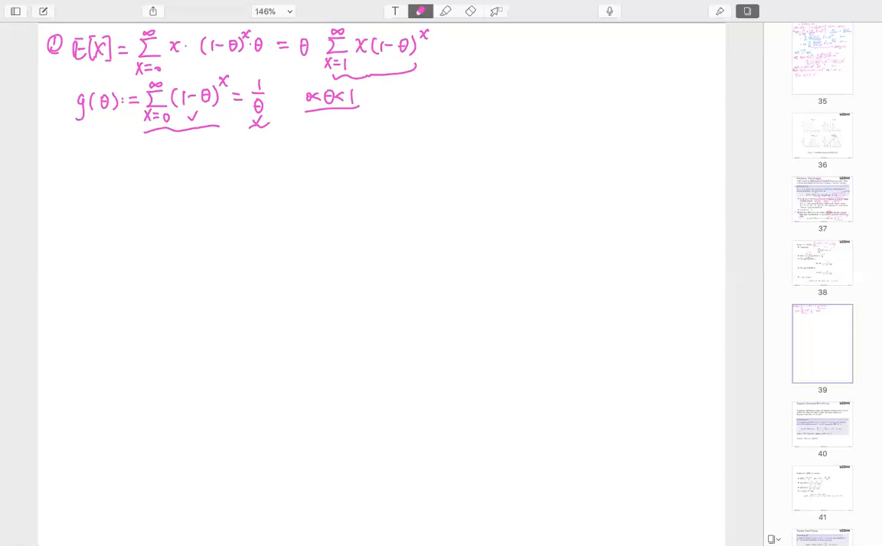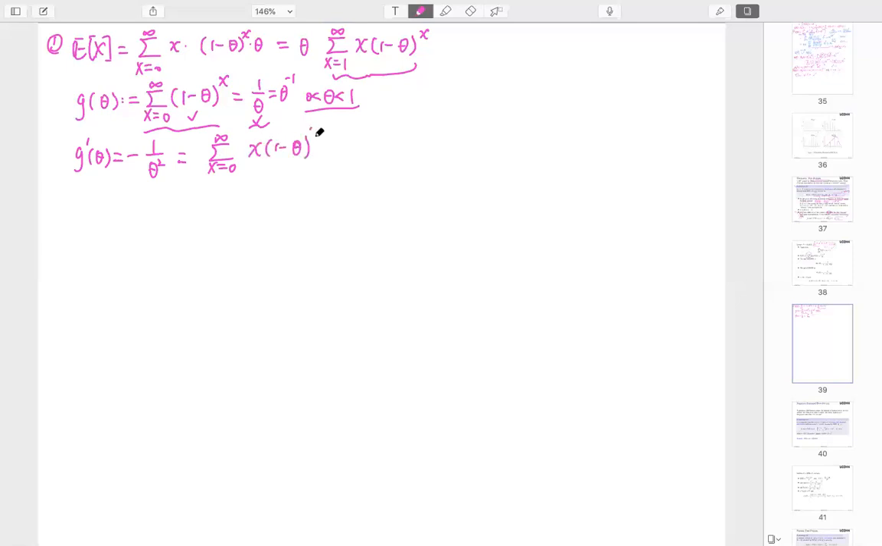So I differentiate on both hand sides. Let's start with the right hand side because it's easier. You can write this as a negative power, so when you differentiate, what you get is 1 over theta squared. On the left hand side, let's assume I can switch the order, meaning I can differentiate the inside first.